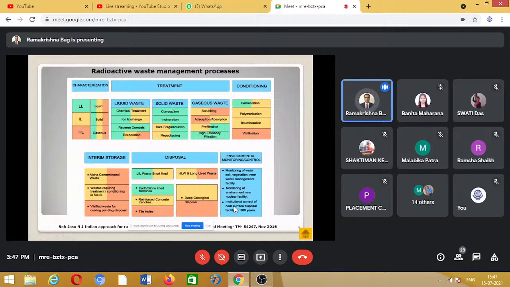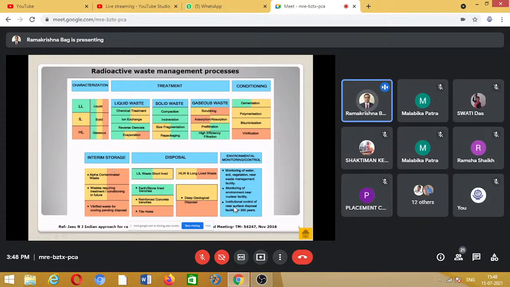You also need fewer precautions. For solid waste, you can do compaction, incineration, precipitation and repackaging. These are the different intermediate processes. We are actually not involved in this; mostly physics and chemistry are involved. But it can be in the gaseous phase also. Finally, once all these intermediate processes are done and we cannot do any more treatment, then we go for disposal.